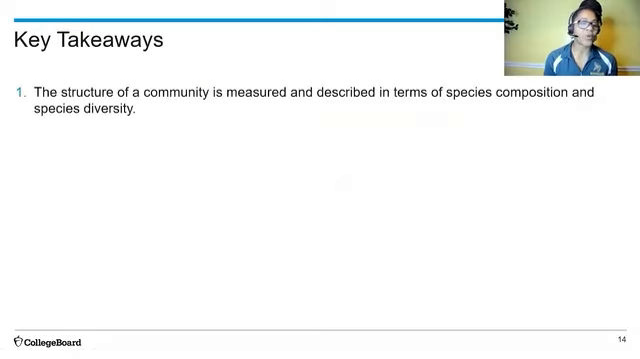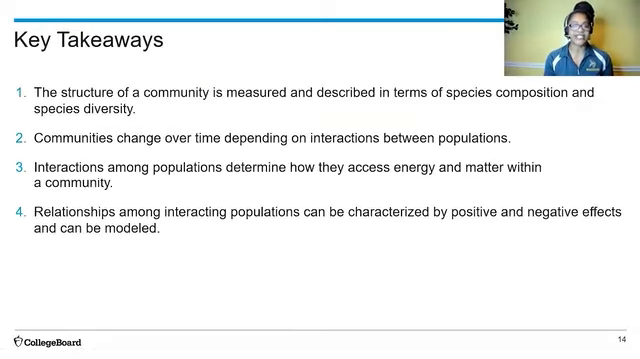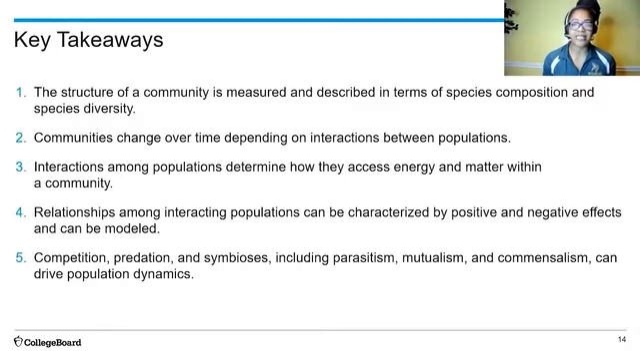So what should we take away? Well, there are several takeaways, and just as a summary, the structure of a community is measured by species composition and species diversity, understanding that there are constant interactions between populations within a community, and those interactions can be positive, negative, or neutral, and that even in some communities, permanent relationships can be established and shift the dynamics of the community structure.